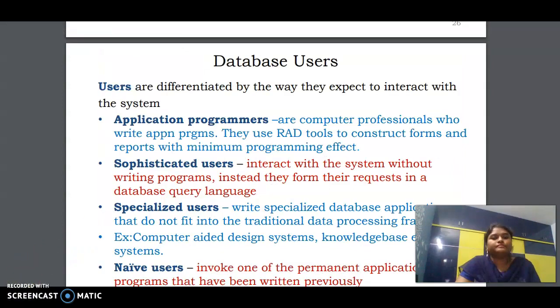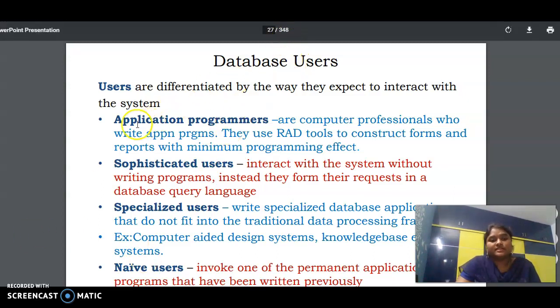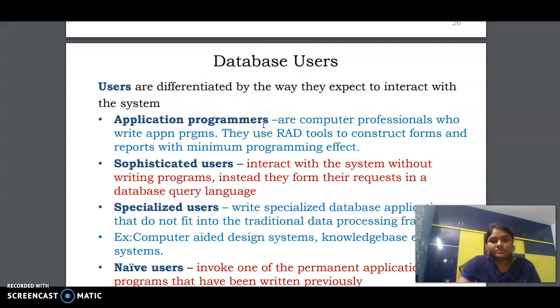Right. We have seen the structure of a DBMS, or the architecture of a database management system. Now we will be focusing on database users. As I said, there are many types of users. First one is application programmers. They are computer professionals who write application programs. That means they construct the programs by themselves.